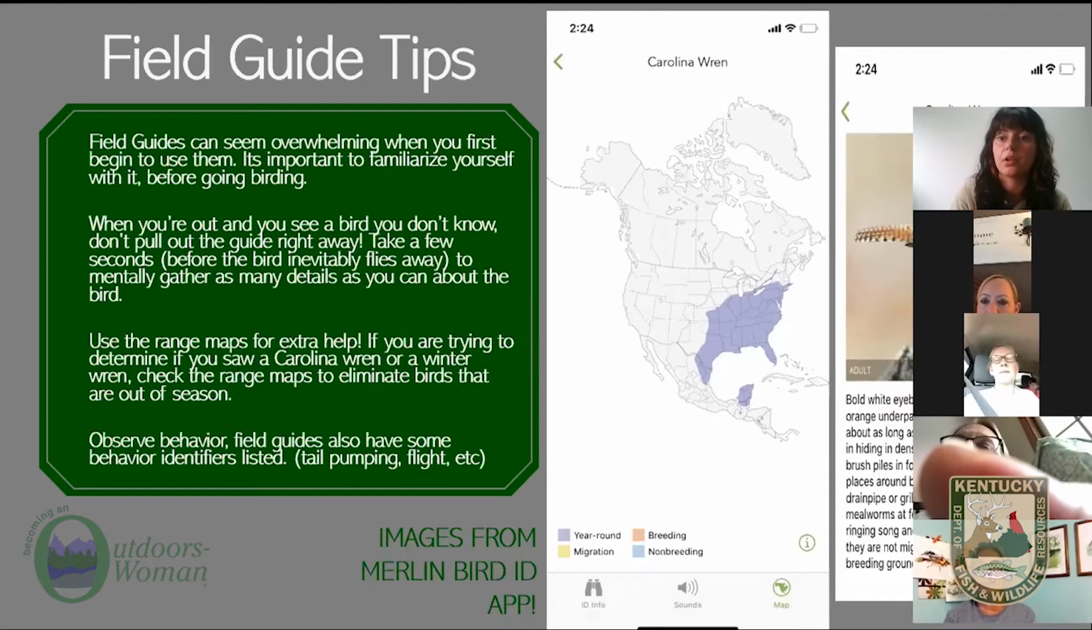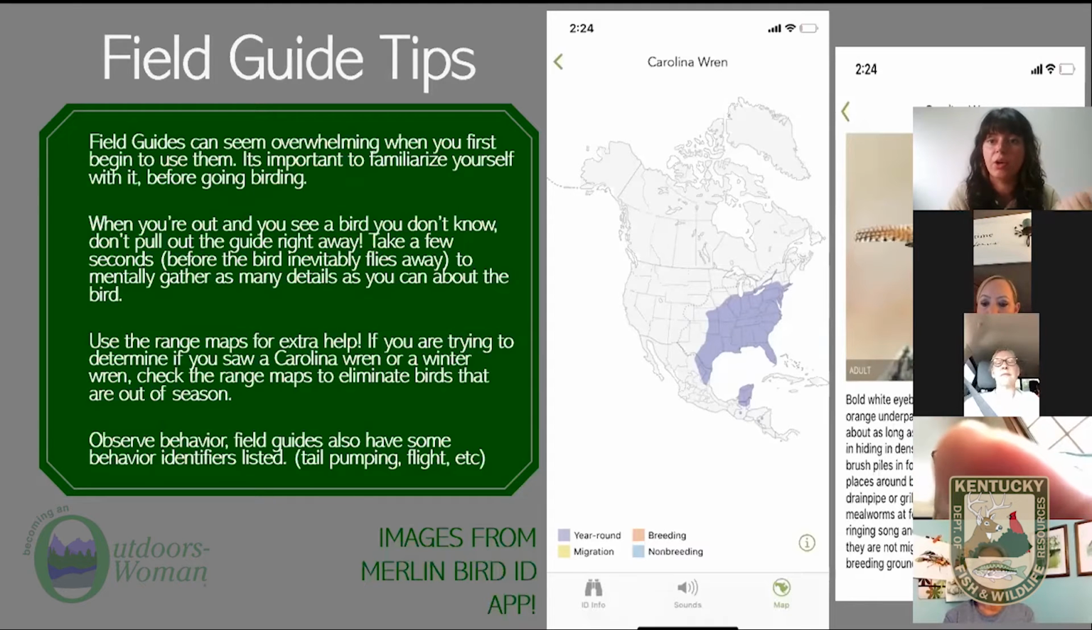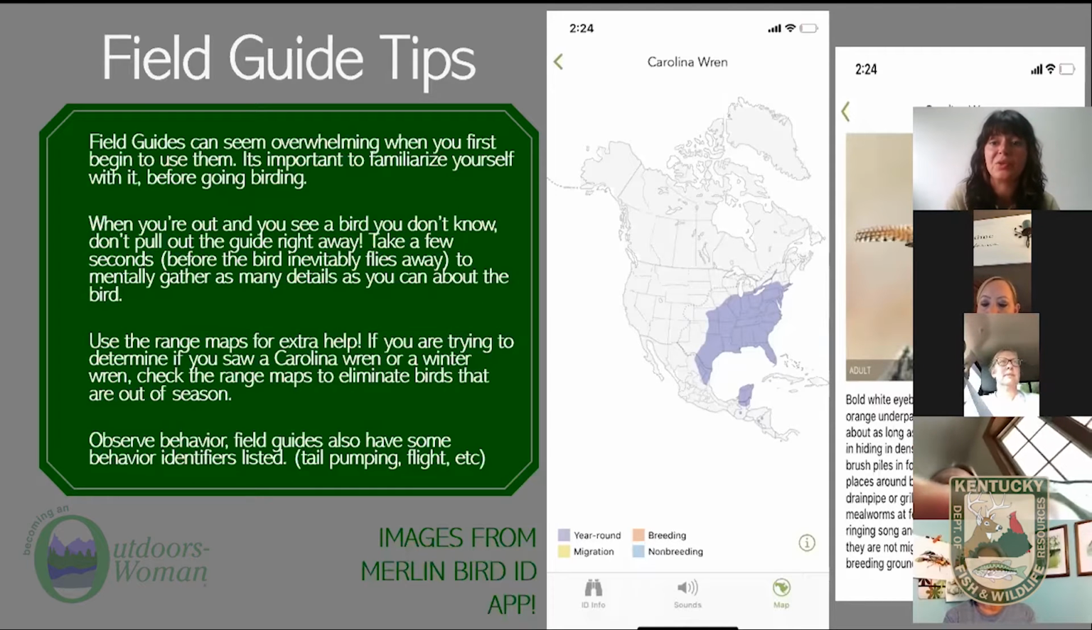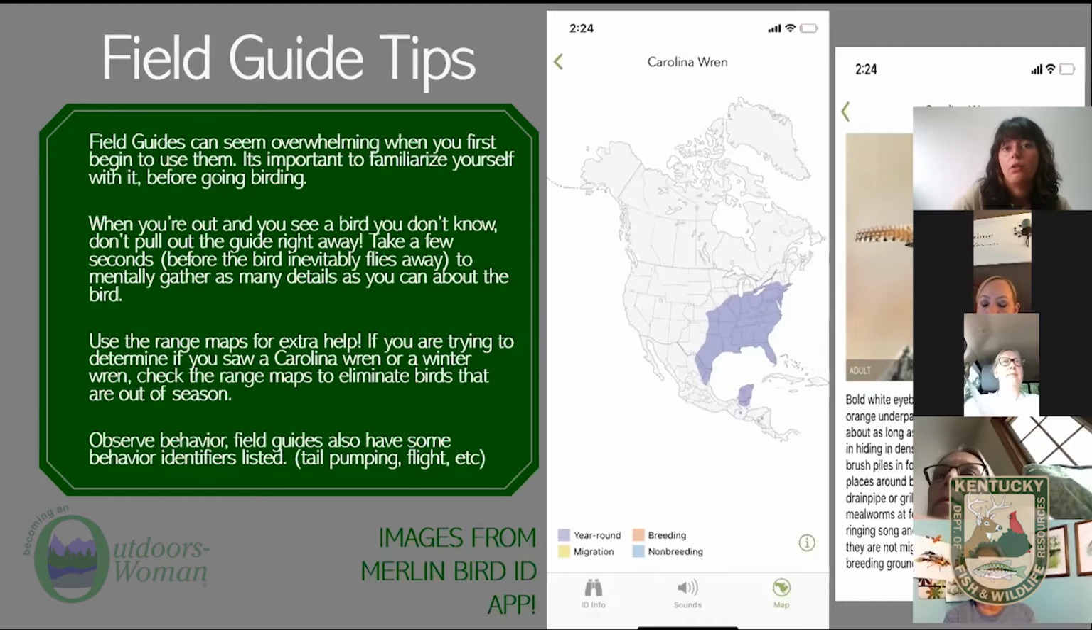So like the raptor, where the raptors start in the field guide, I have that marked so that I can quickly open it if I don't know a raptor that I'm looking at. And it's super accessible right then and there. When you're out birding and you see a bird that you don't know, don't get your field guide out right away. Take a beat, take a few seconds, because that bird's going to fly away.